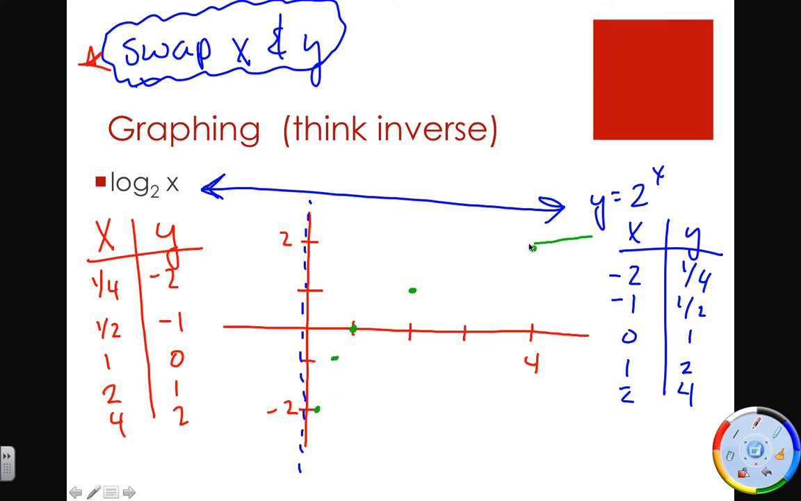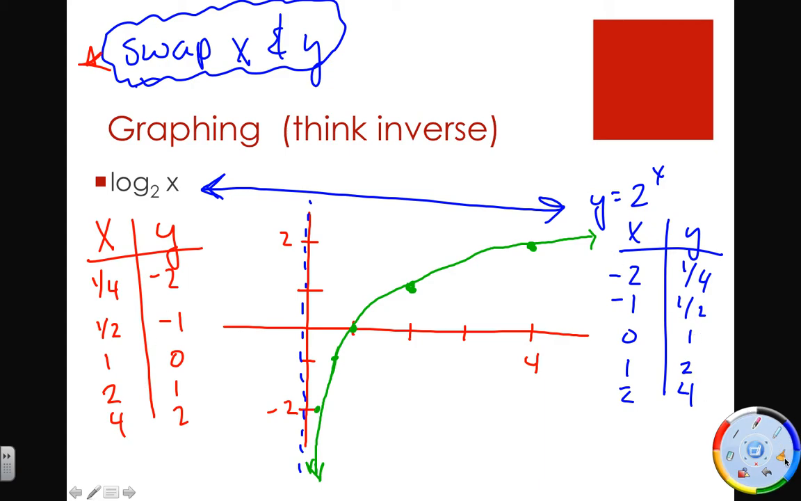And do the best you can. Connect your dots, or make your dots bigger so they touch. And this is the log base 2 of x. And there's all sorts of stuff we can do with this. But you notice that it actually comes from looking at the y equals 2 to the x, looking at its points, and just reflecting, swapping x and y.